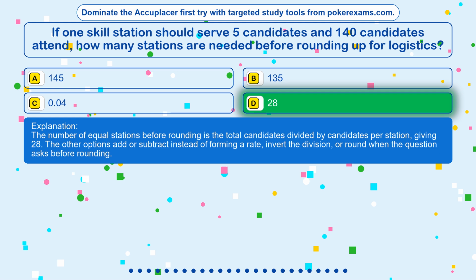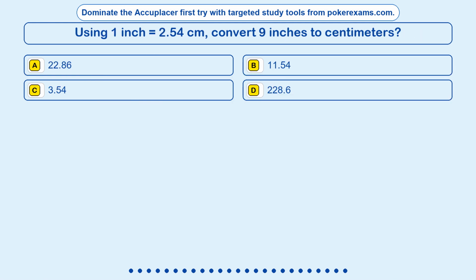Question 6. Using 1 inch equals 2.54 centimeters, convert 9 inches to centimeters. Option A, 22.86. Option B, 11.54. Option C, 3.54. Option D, 228.6.